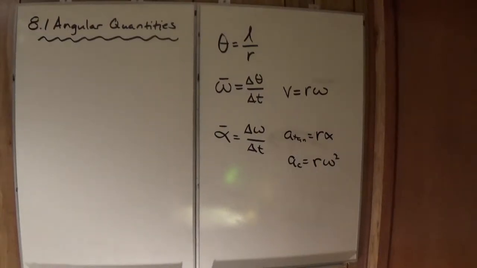Okay, so we're going to really quickly review the idea of angular quantities. This is section 8.1 of the Giancoli textbook, pages 209 to 215.